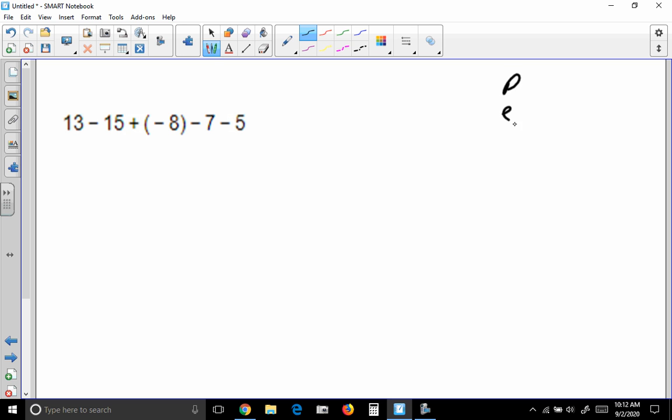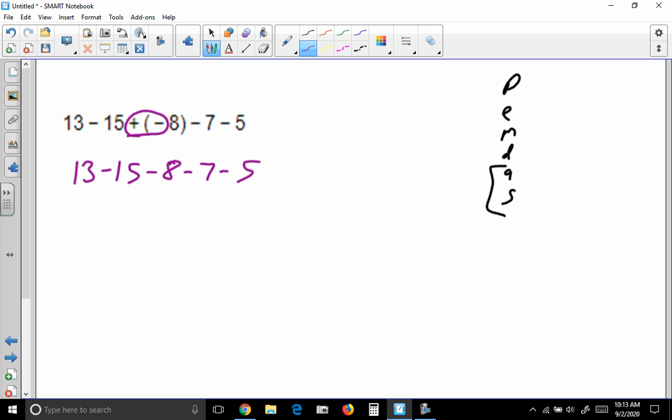So if we think about Aunt Sally, when we have adding and subtracting, we just go left to right. Now, we can get away without going exactly left to right as long as we're careful with what our signs are. But probably to begin with, one of the easiest things is just going left to right. Let's take care of this double sign first. So let's rewrite this. It's 13 minus 15. Positive times negative makes a negative. And then we can go straight across.